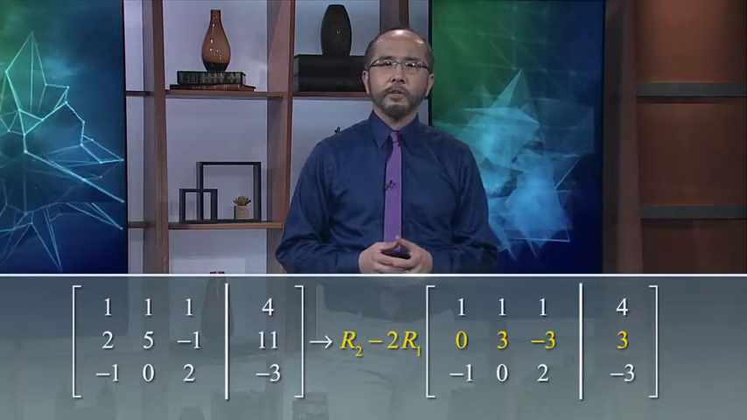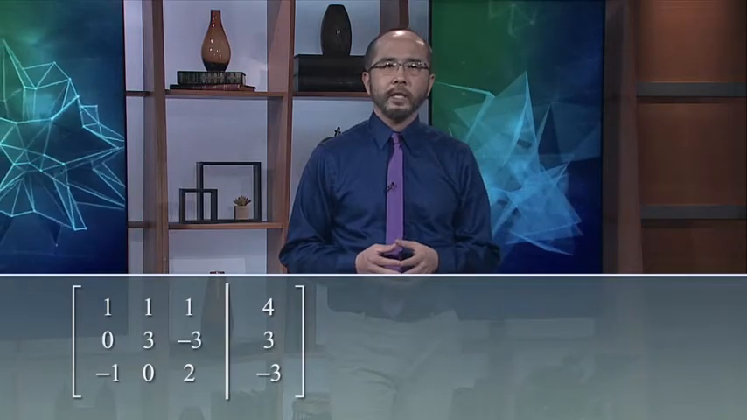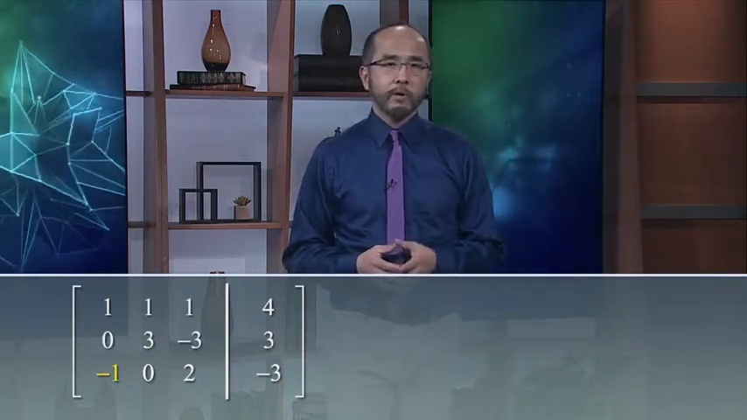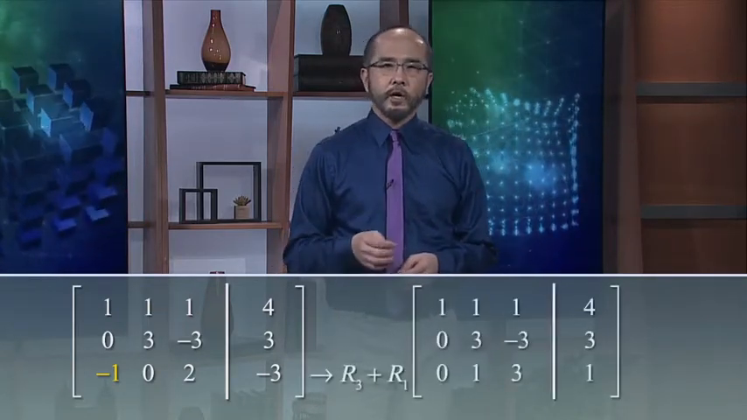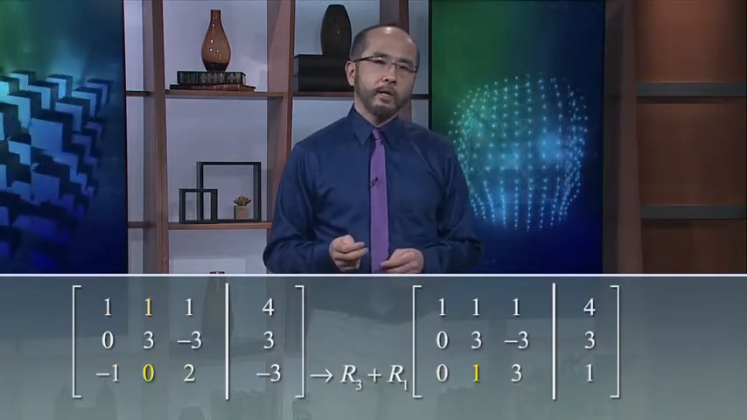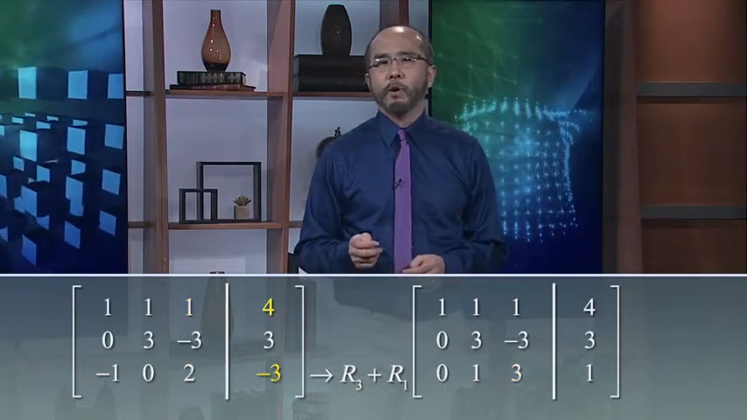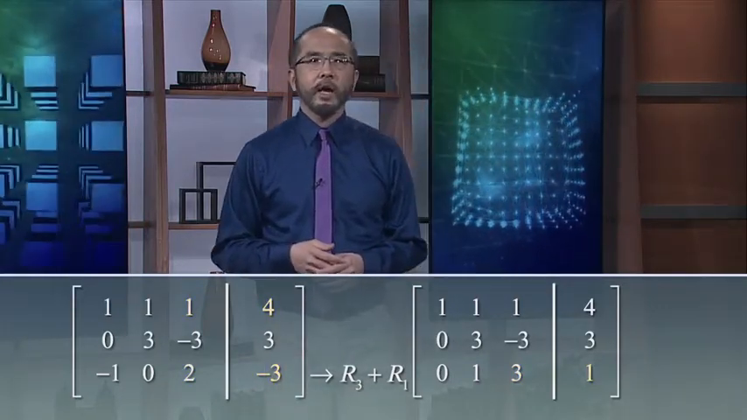I'm going to keep doing things that won't change the set of solutions. For instance, I could next try to make the minus 1 in the bottom left corner into a 0. This would correspond to eliminating the x1 term in that equation, and I could do that by adding the first row to the third row. So minus 1 plus 1 equals 0, 0 plus 1 equals 1, 2 plus 1 equals 3, and minus 3 plus 4 equals 1. I'll get this.